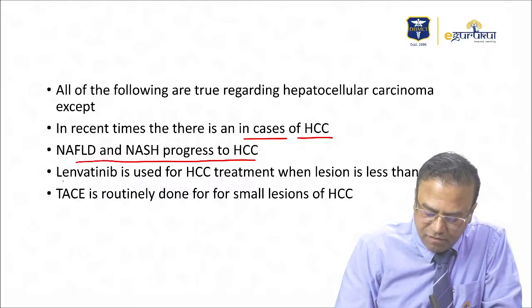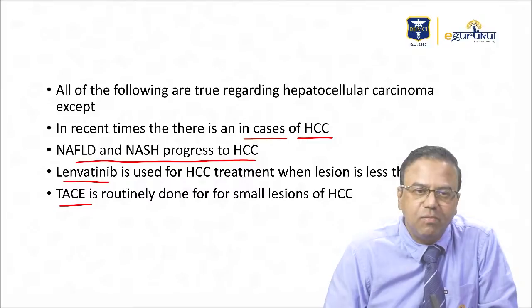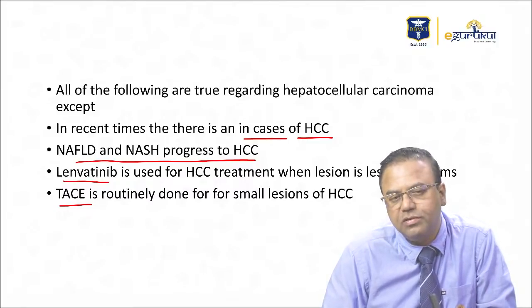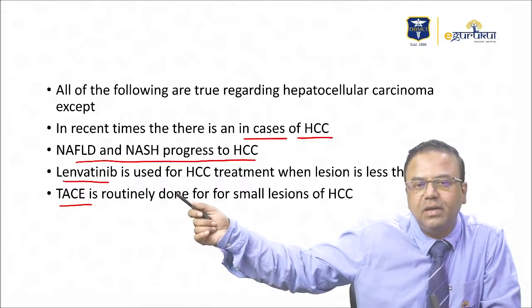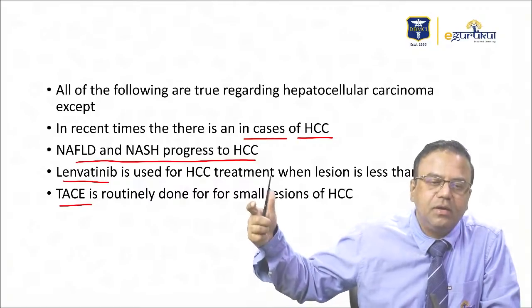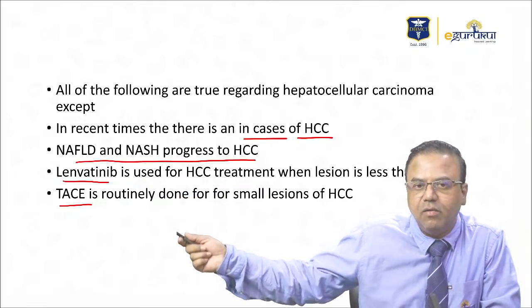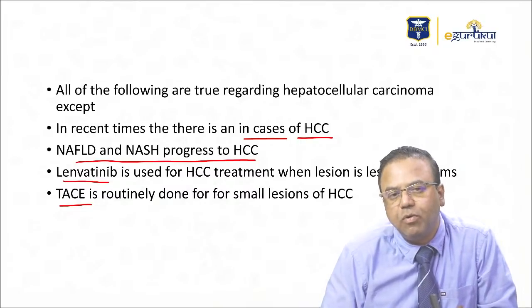Now, the concept of lenvatinib and the transarterial chemoembolization is a broad concept you should know. The chemotherapy that we talk about, sorafenib or lenvatinib, is for patients who have got metastatic disease, for disease that has spread. In these conditions, this is the main treatment. Whereas if you have a very small local lesion, then chemoembolization becomes a very important treatment.